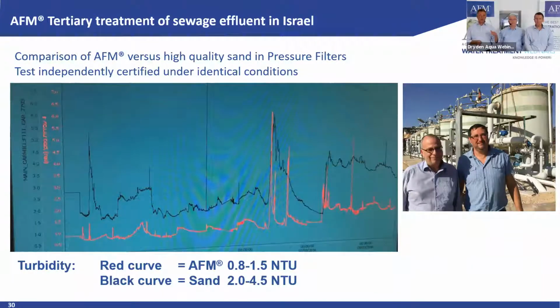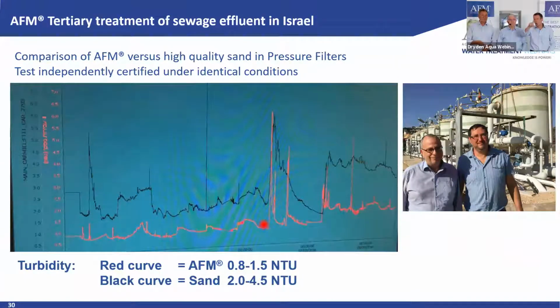There are 2 values, limited and non-limited. If you are below 5 NTU, you can use it for limited irrigation. If you are below 2, they use it for non-limited irrigation. That's exactly right. So you see the black curve is sand, which is just below that 5 NTU, which still qualifies for limited irrigation. You see the performance of AFM, right around 1 NTU, 1.2 NTUs on average.